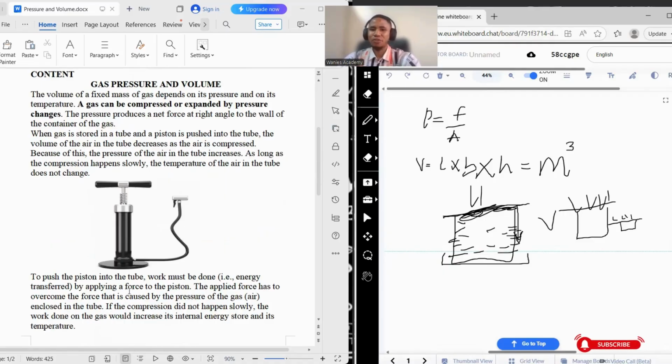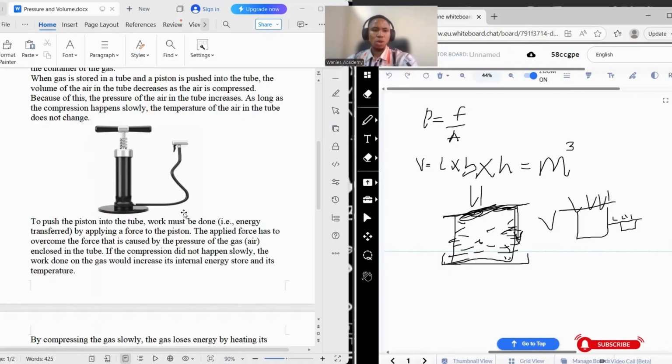So by applying that force to the piston, the applied force has to overcome the force that is caused by the pressure of the gas itself enclosed in the tube. Okay, so the particles colliding with the wall, that gives the pressure. So how do we overcome that? The pressure applied to reduce the volume must overcome the pressure from the particles in the volume colliding with the wall. So that's what we have.